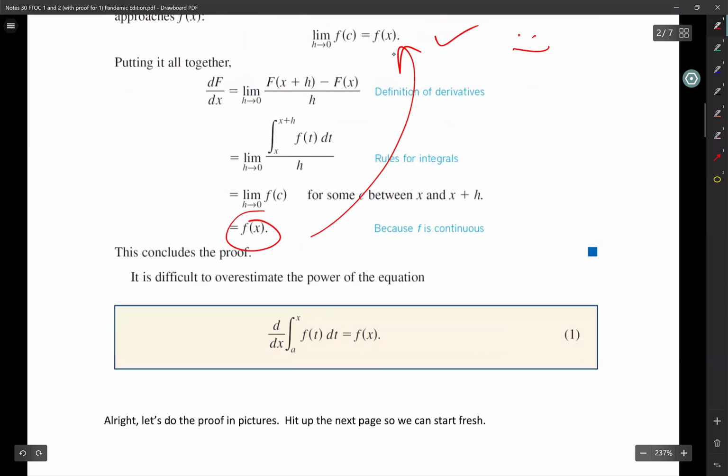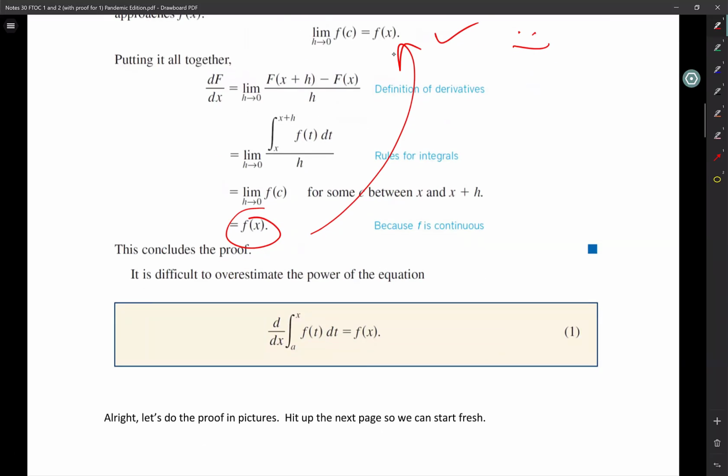They finally conclude that the derivative of this integral from a to x of f of t dt is always f of x. We're going to do this with pictures, and you're going to see it's not that bad. It actually does make sense. So the derivative of whatever function I have in here, as long as I have the variable x at the top, who cares about that a? It does not matter. It will always be f of x.